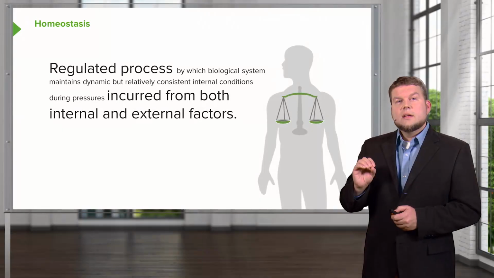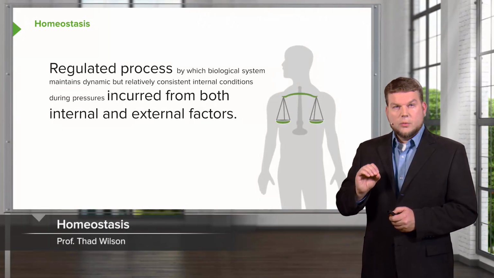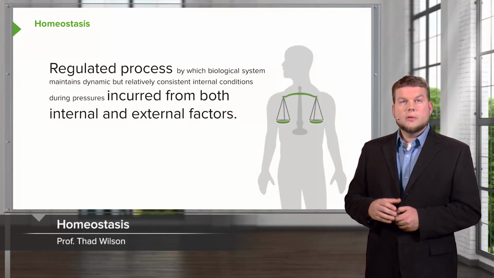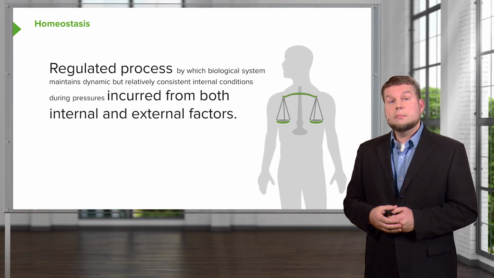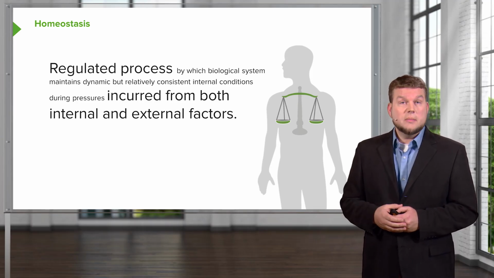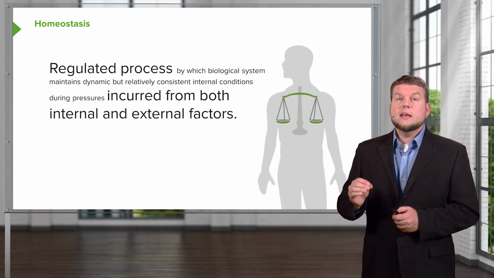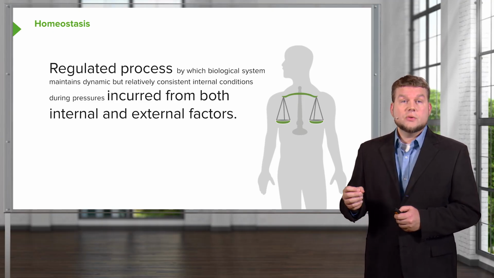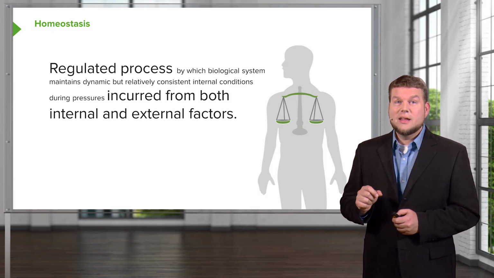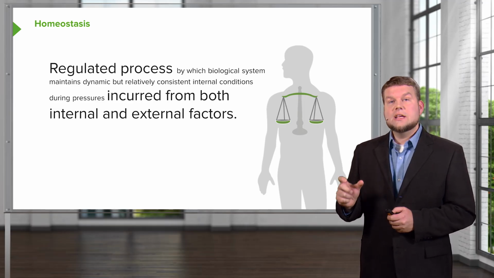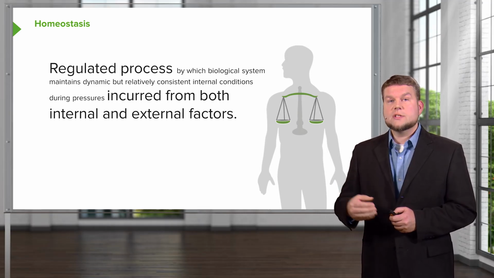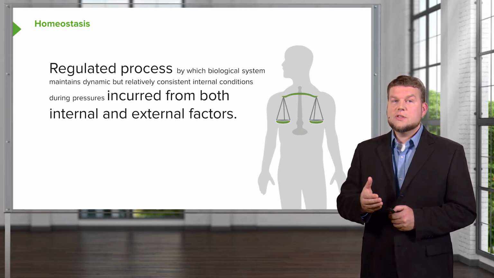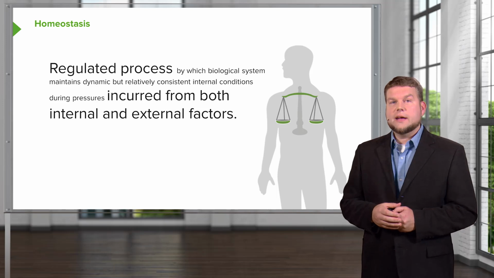This is the process now that we need to discuss in terms of a central principle. The central principle of physiology is basically homeostasis, but we all need to be on the same page of what homeostasis actually means. It is a regulated process by which the biological system maintains a dynamic but relatively consistent internal condition during various stresses or pressures incurred both from external and internal factors. That's a lot to think about.